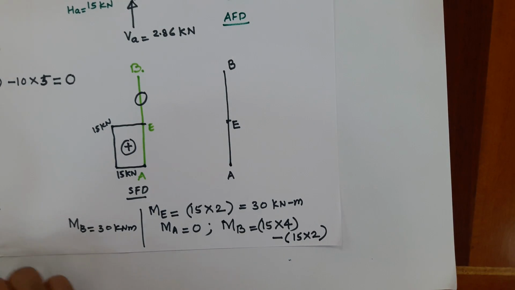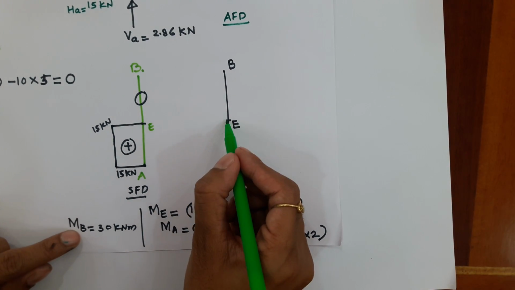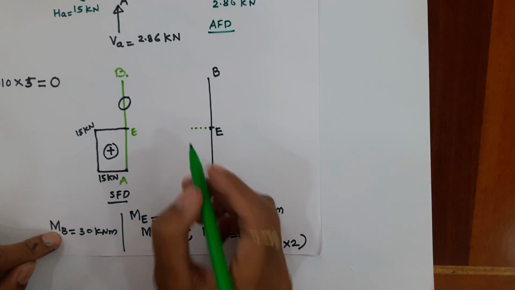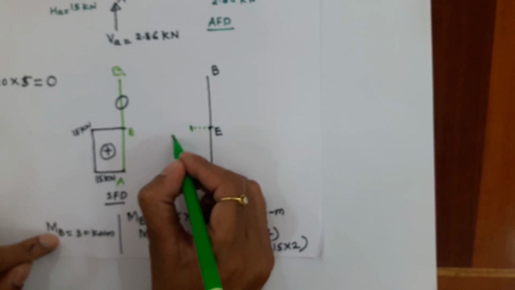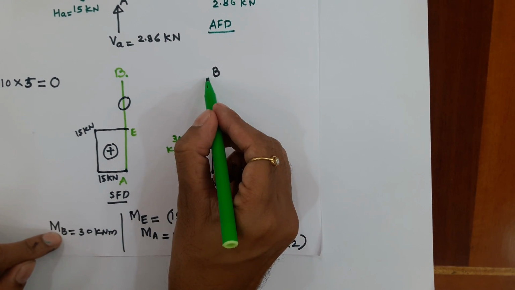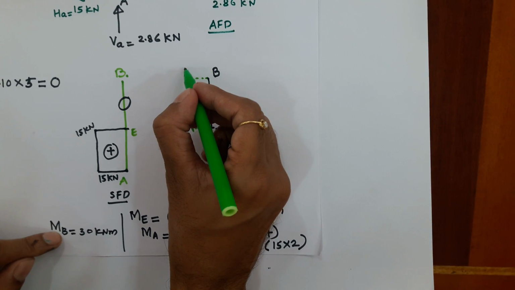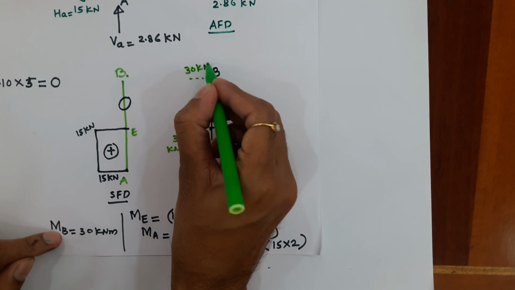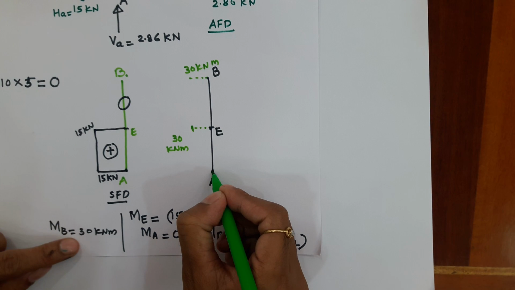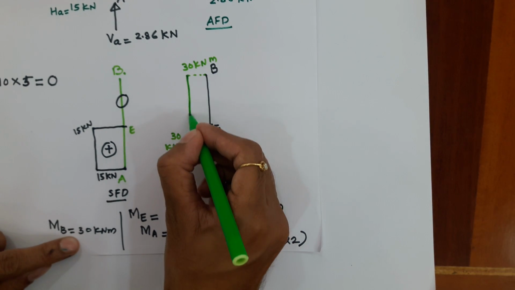And now you can complete the bending moment diagram. This is 0, this is 30, and interestingly here also the bending moment is 30. So here the bending moment is changing from 0 to 30 and then it is remaining constant.